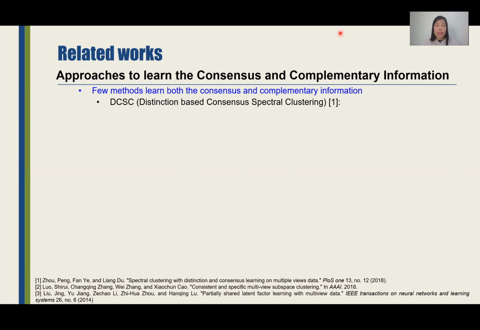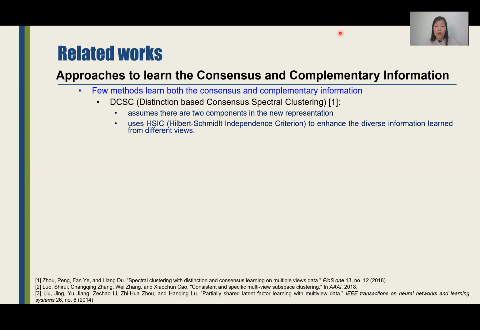For example, distinction-based consensus spectral clustering assumes there are two components in the new representation, the consensus and the complementary components. However, it uses HSIC to enhance the diverse information learned from different views, and because it is a spectral-based objective function, it is ineffective on large scale and high-dimensional datasets.